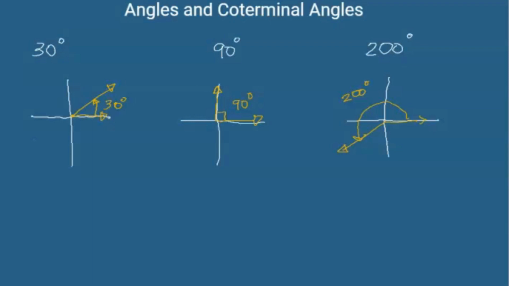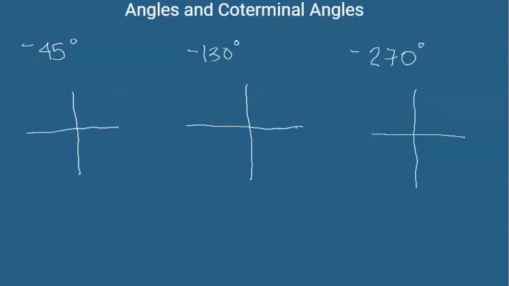Now let's have negative angles. Let's have negative 45 degrees. So since it's a negative angle, the direction would be clockwise direction. So this is the initial side along the positive x-axis, and the terminal side is this one. So clockwise direction, so this is negative 45 degrees.